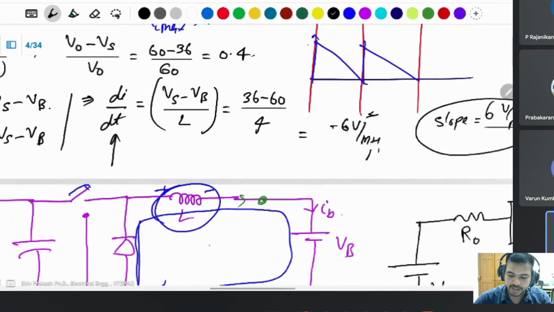If you want it in current and seconds, same thing. This will be per millihenry, then you want to convert to Henry. Volt per Henry is the same as current per second, ampere per second. If we multiply by 10 to the power 3, this will be approximately 6,000 ampere per second. Yeah, it is possible. 6,000 ampere per second slope.